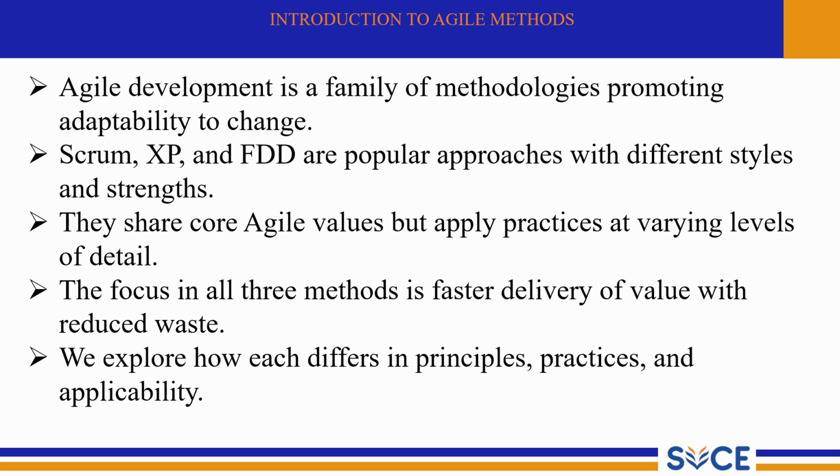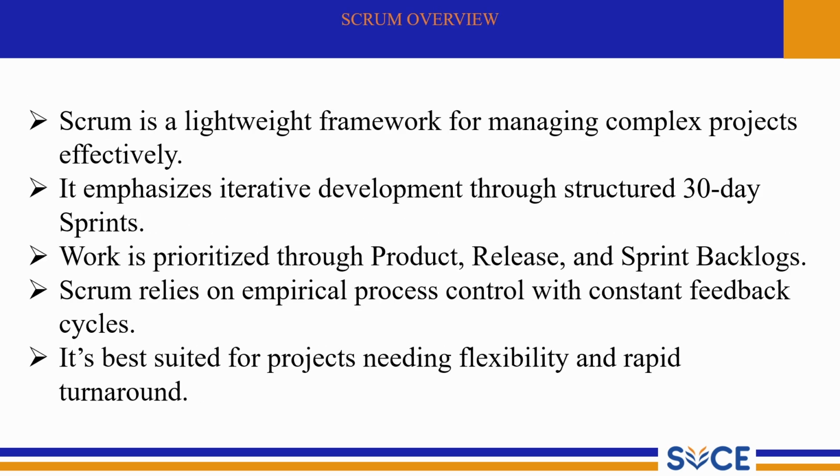So, though they are all agile, Scrum is best for project management and team collaboration. XP is best when technical quality and continuous testing are crucial. FDD is best for large-scale projects needing structured feature breakdown. So the differences lie in principles, the values they prioritize, practices, that is daily rituals, coding habits, everything, and where they are most applicable. In the next slide we will see the topic Scrum overview.